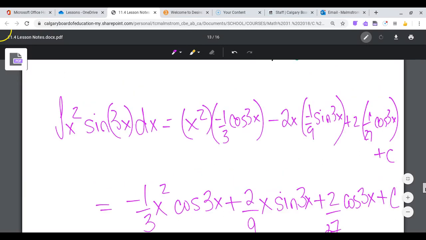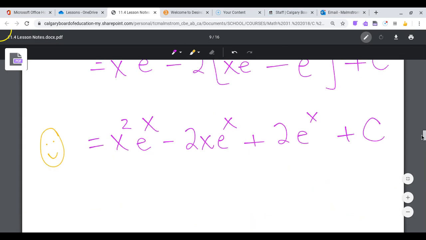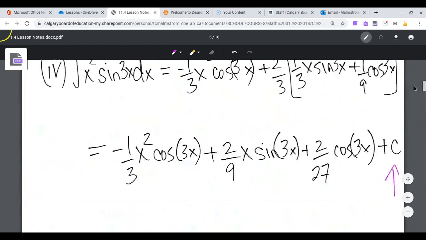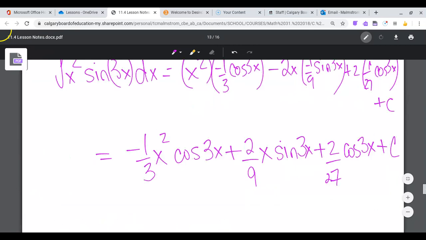So if you go all the way back to example 3, can I find it better this time than I did last time? Let's see. Here it is. We have a negative 1/3 x squared cos 3x plus 2/9 x sine 3x plus 2 on 27. I'm pretty sure that's the same answer we got right here. They match. Yay for us. So a very cool little shortcut method that's handy for multiplication kind of questions.